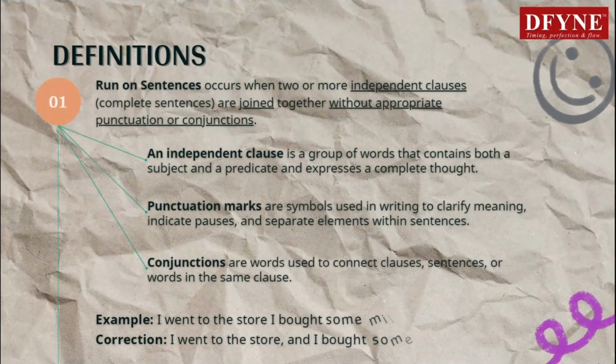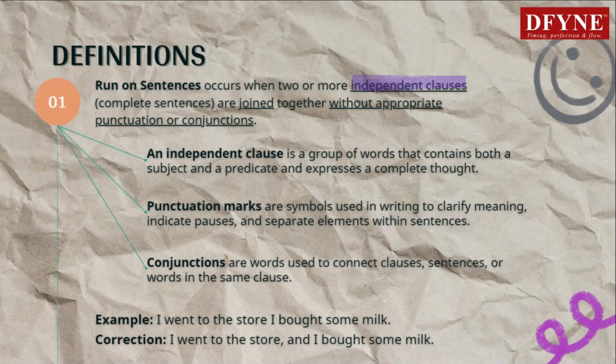Run-on sentences occur when two or more independent clauses are joined together without appropriate punctuation or conjunctions. An independent clause is a group of words that expresses a complete thought. It usually contains a subject and a predicate. Punctuation marks are commas, semicolons, colons, and full stops. They are used to indicate pauses or separate elements within a sentence. Conjunctions are words that connect different elements of a sentence.